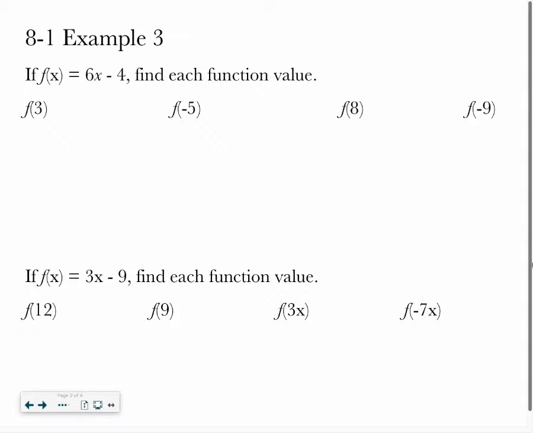Hello class, welcome to lesson 8.1 example 3. In this example we are going to determine how to find each function value.